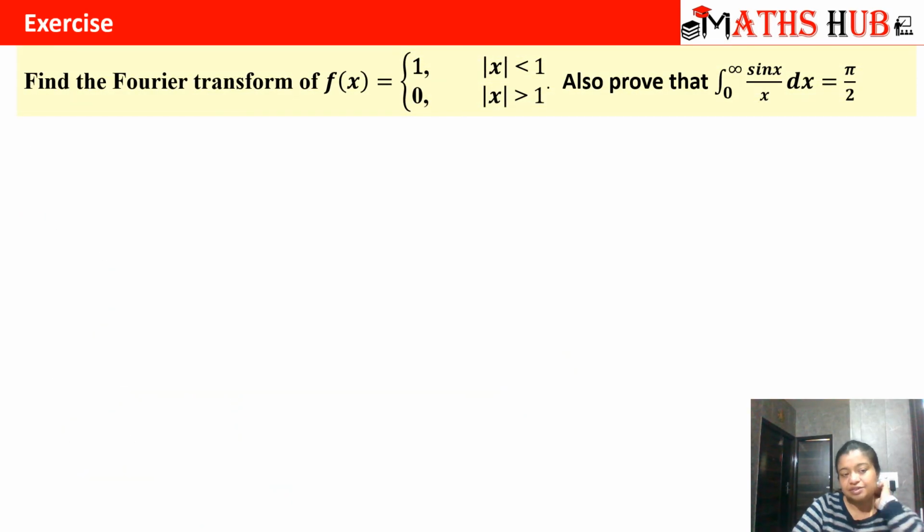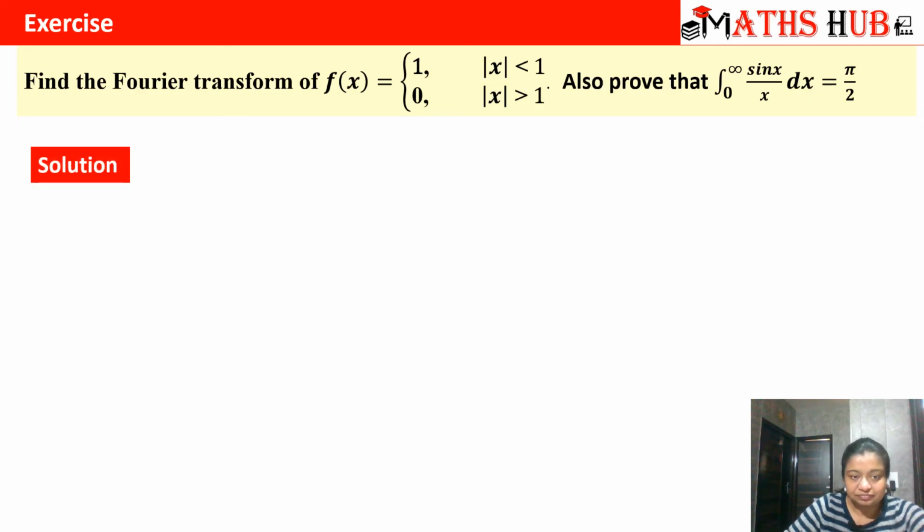Now this question says, find the Fourier transform of f(x) equal to 1 in the interval mod x less than 1 and 0 in the interval mod x greater than 1. Also prove that the integral from 0 to infinity of sin x by x dx is equal to pi by 2. So now how to solve this?